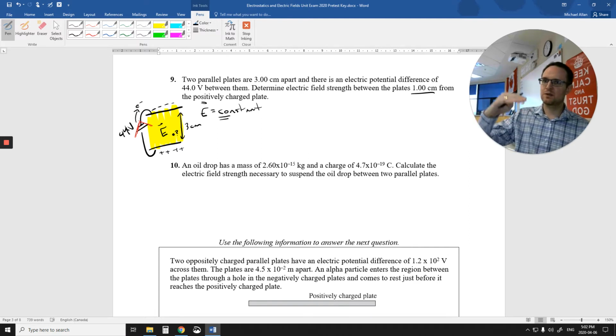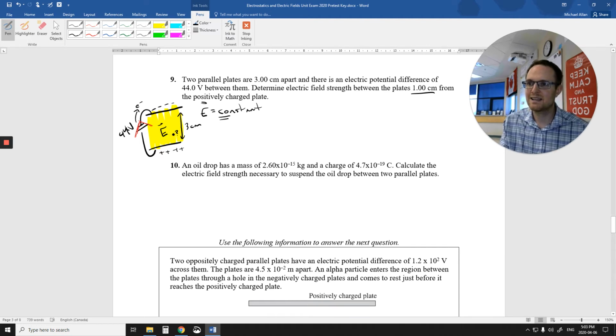Because as you move through the plates, the full distance is 44. Halfway through, you'd have half the energy. So you have 22. If you're 1/3 of the distance up, technically you'd have 2/3 of the energy, depending on which way you're going through the system. But we're not concerned about it. We're just worried about what's the electric field strength.